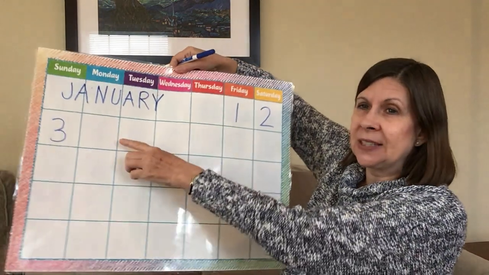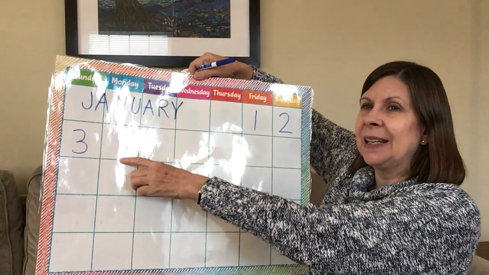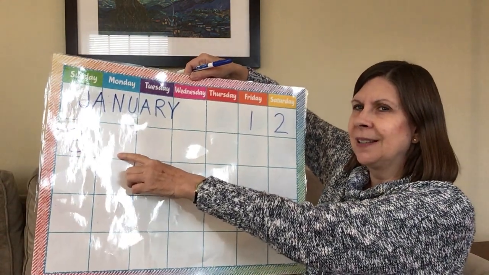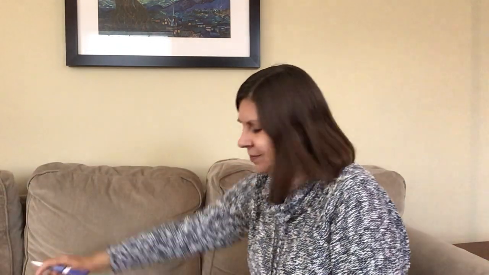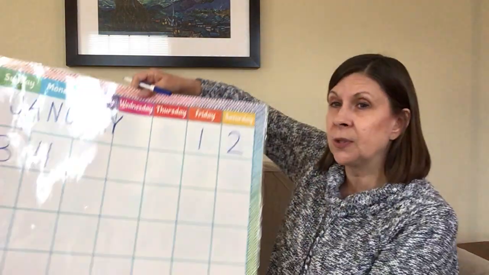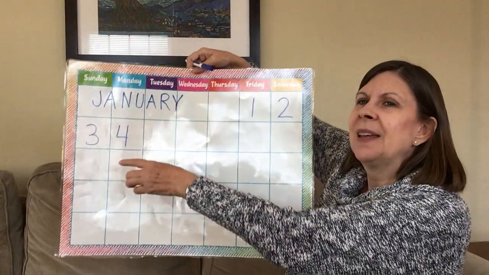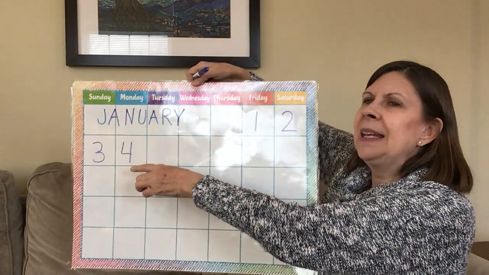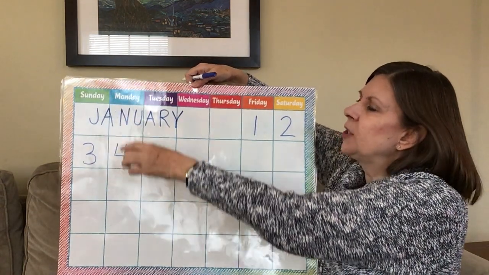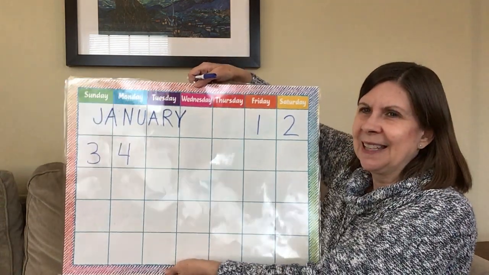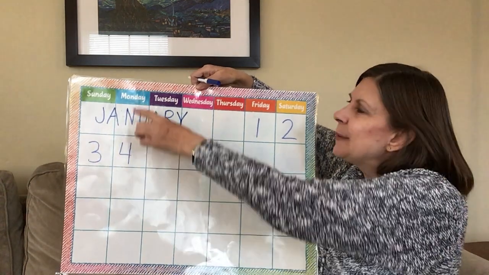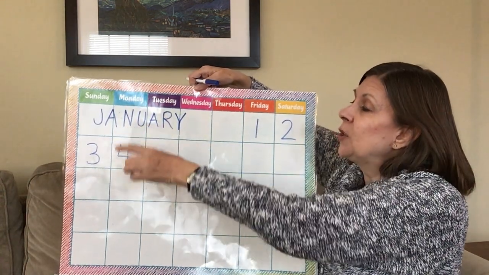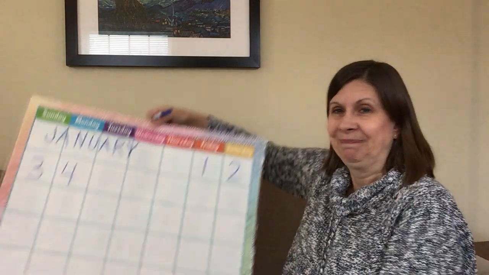And that brings us to today, Monday. What comes after 3? 4. That's right. So I'm going to write a 4. And I think some of my friends are 4 years old, so this is your number. So today is Monday, January 4. Can you say that? Today is Monday, January 4. Nice job.